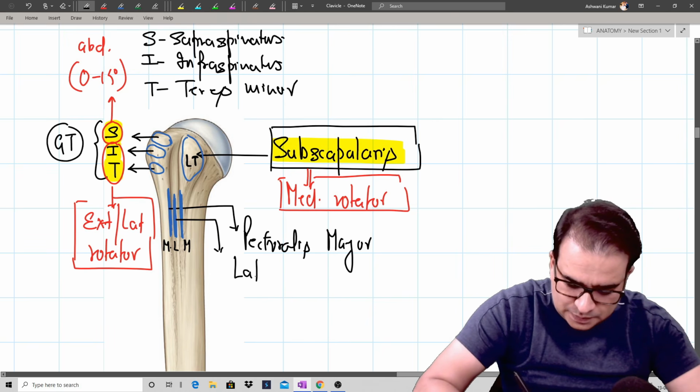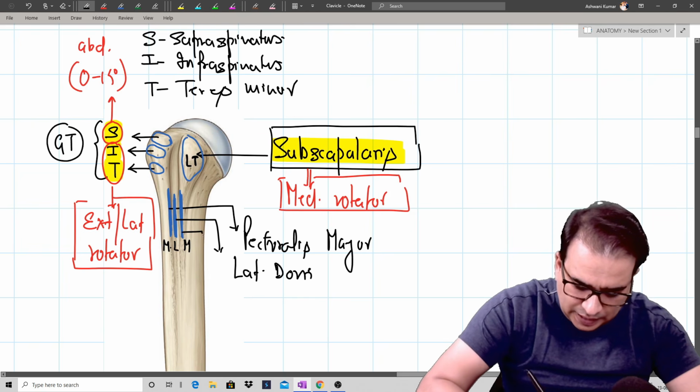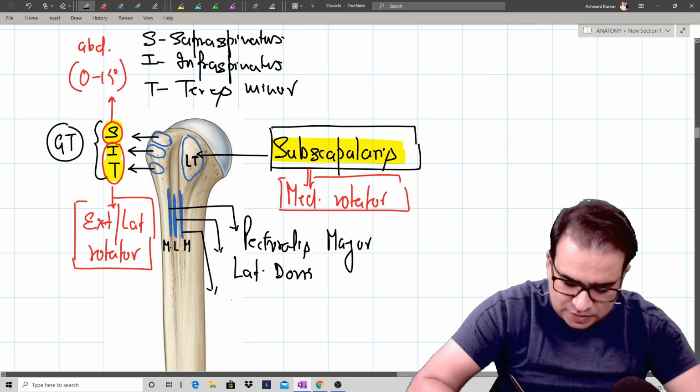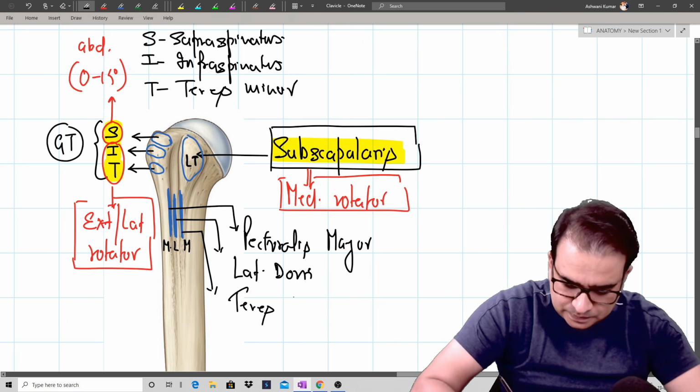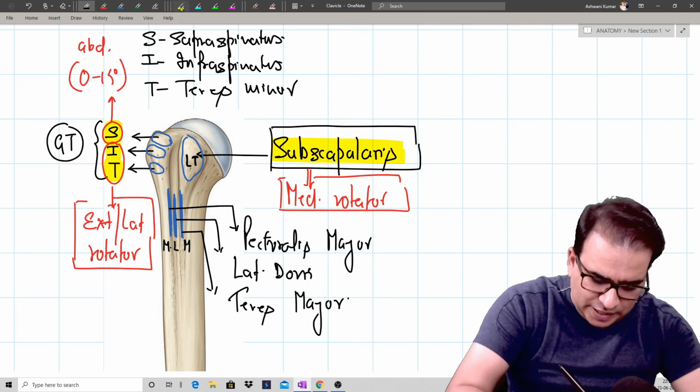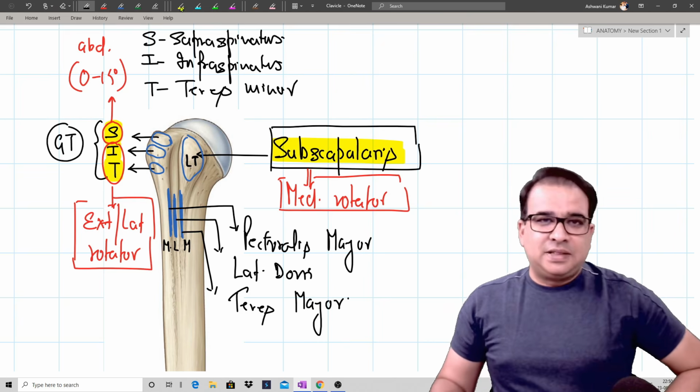Followed by the latissimus dorsi, insertion of latissimus dorsi, and the most medial attachment here is for the teres major.